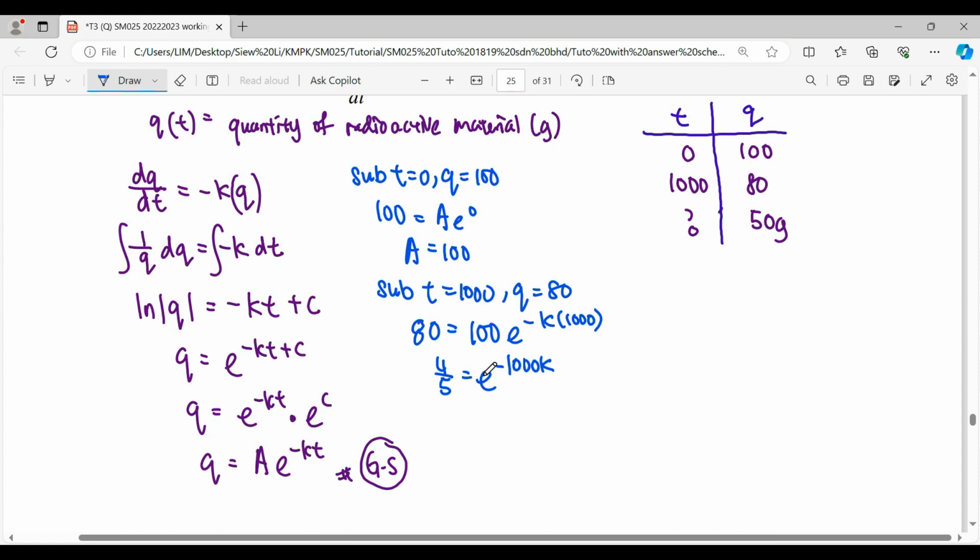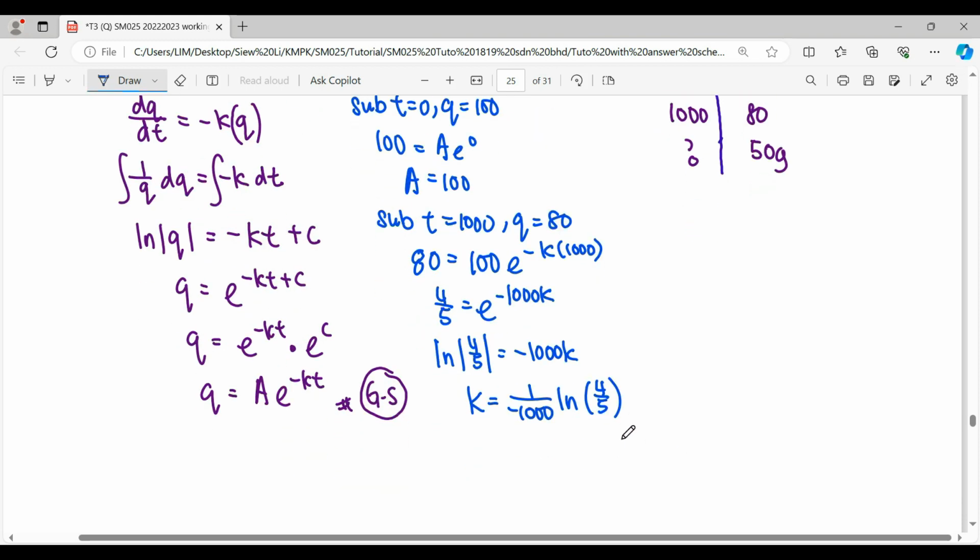When we move the e back to the left hand side, it becomes ln. And we find k. Dividing by this coefficient, it will be negative 1 over 1000 times ln 4 over 5. So 4 over 5 is always positive. So lastly, our particular solution, where A is 100, then e to the power of negative k, so negative negative becomes positive, times t.